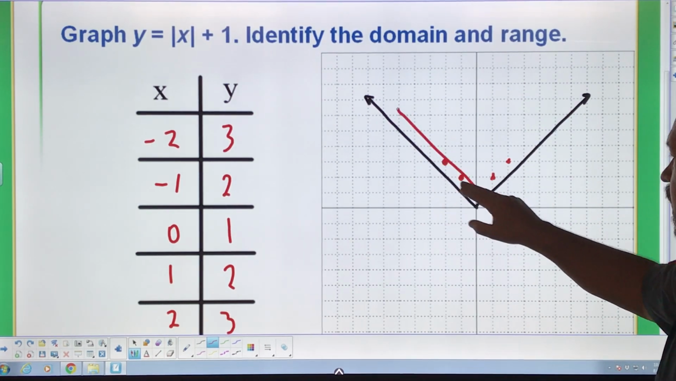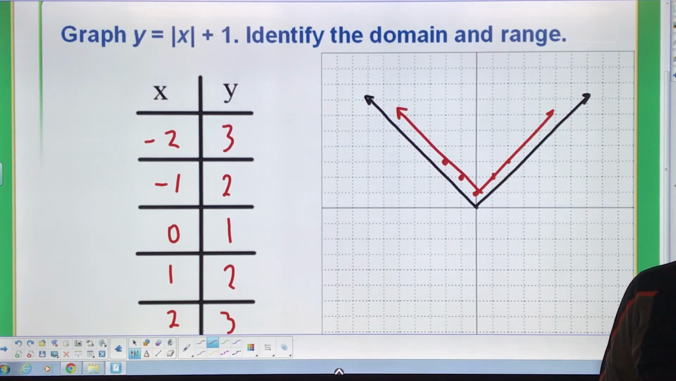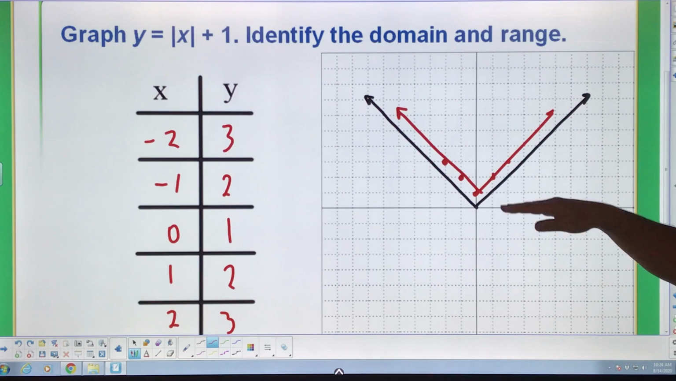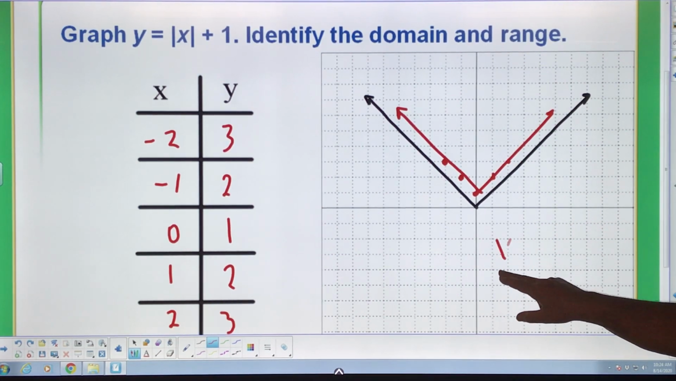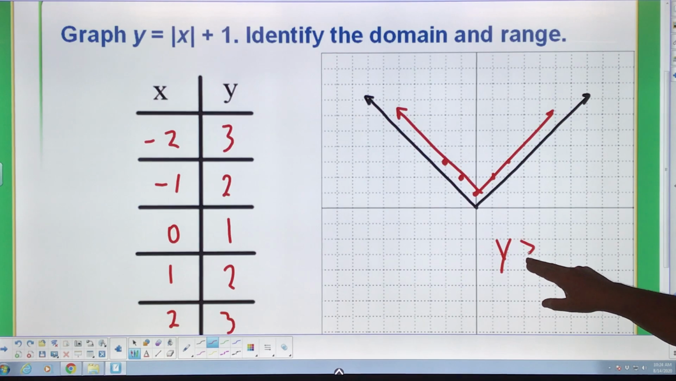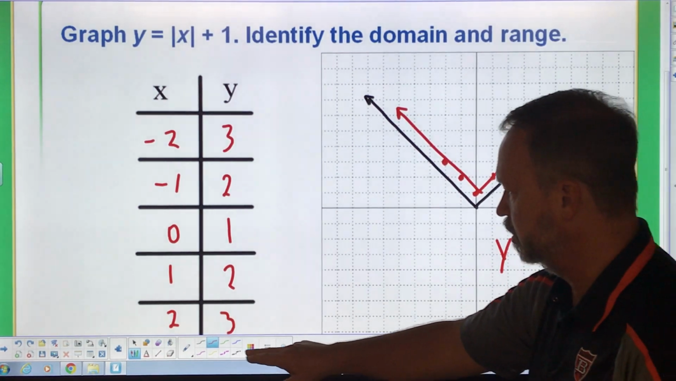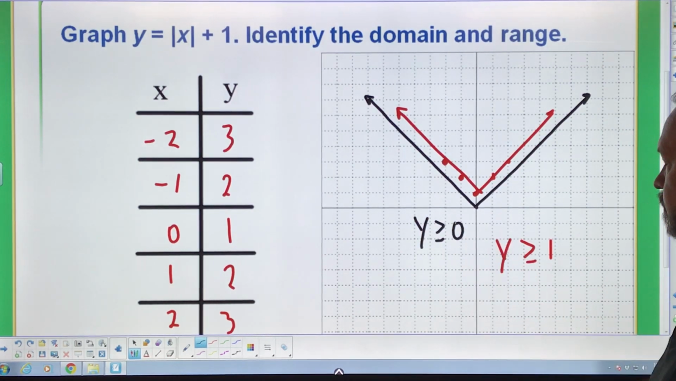So do you agree that the parent and the kid look a lot alike? Not much different. They're both V-shaped. The domain's the same. The range changes just a little bit. It bumps up 1, and you would have to say that y is greater than or equal to 1, whereas the parent was y greater than or equal to 0.